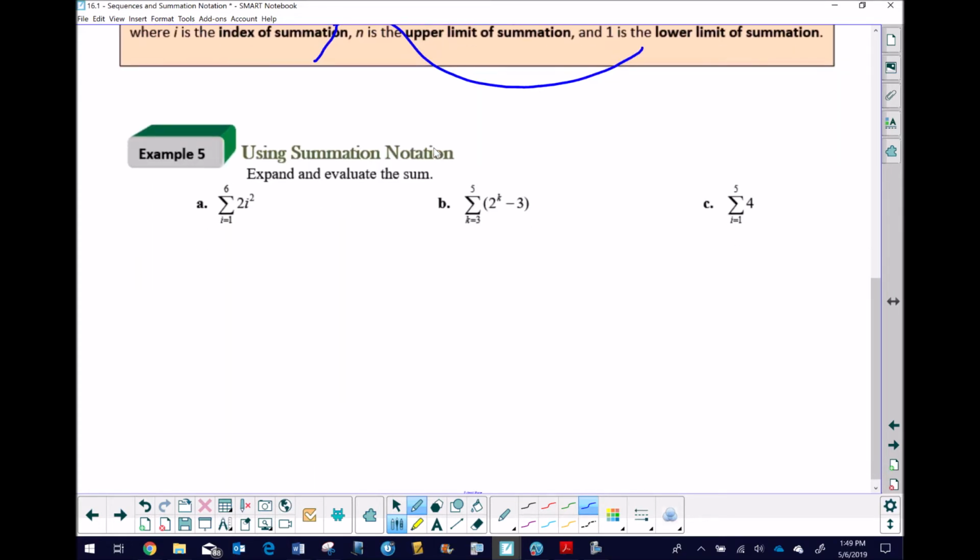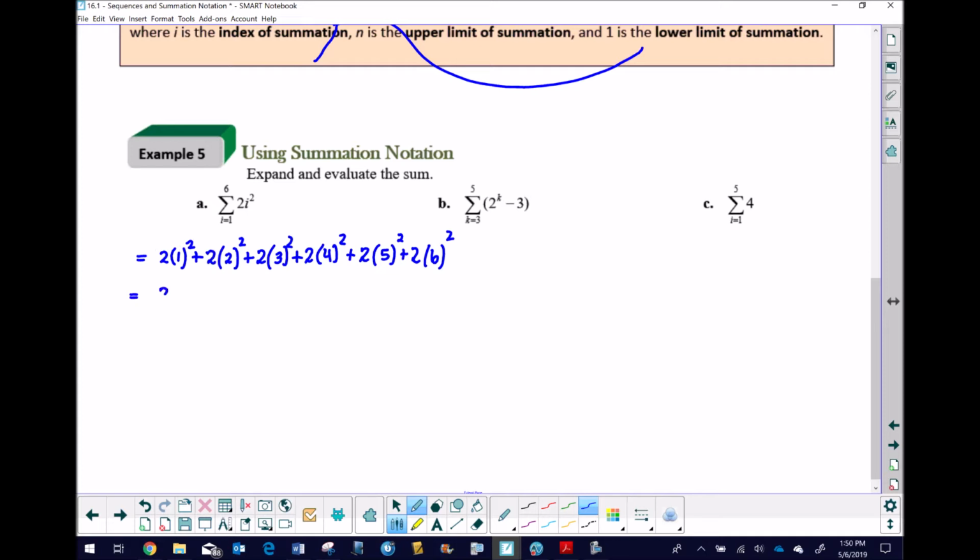So for our example here, expand and evaluate the sum. So if they ask us the summation of 2i squared as I goes from 1 to 6, well, to expand this, we just simply systematically let I go from 1 to 6. So we'd have 2 times 1 squared plus 2 times 2 squared plus 2 times 3 squared plus 2 times 4 squared. Aren't you glad I didn't take this up to 60? 2 times 5 squared plus 2 times 6 squared. This would be about as worse as it would ever get, because that's silly to have to do that much busy work. But it does ask you to evaluate.